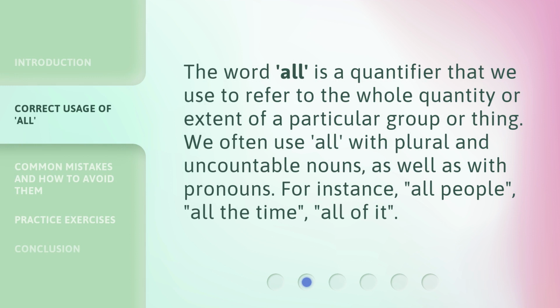The word all is a quantifier that we use to refer to the whole quantity or extent of a particular group or thing. We often use all with plural and uncountable nouns, as well as with pronouns. For instance, all people, all the time, all of it.